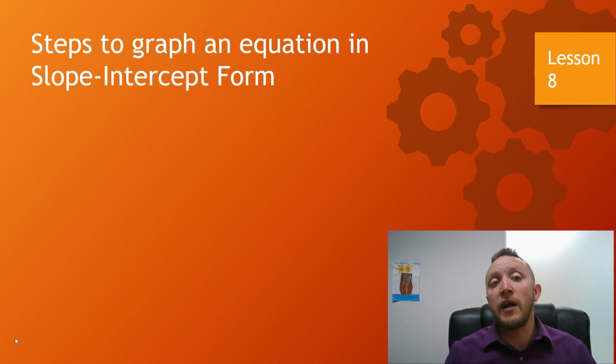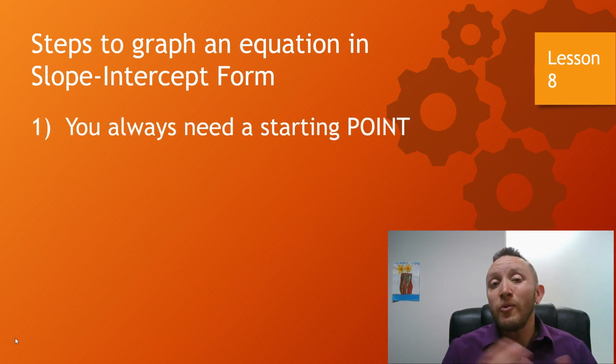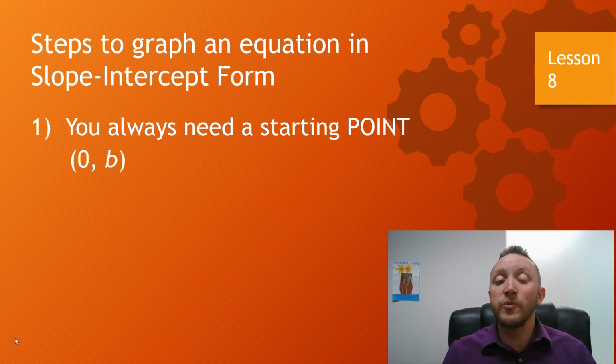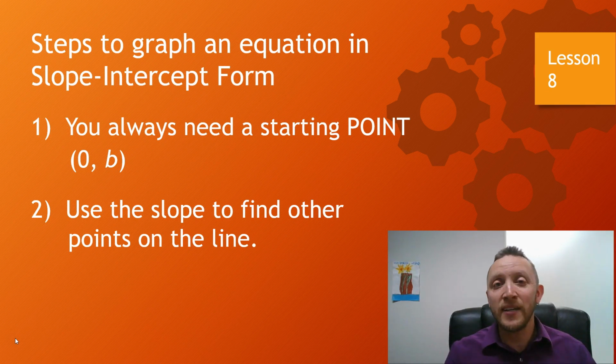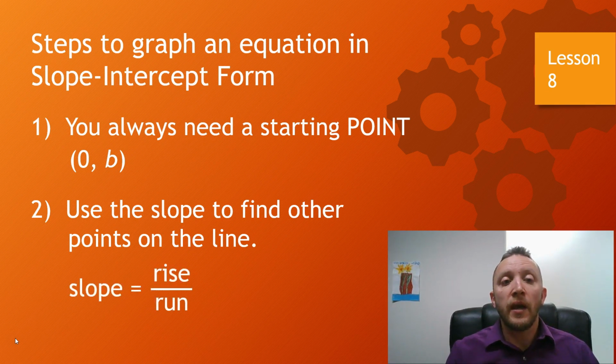Now there are some steps that we're going to follow to graph an equation when it's given to us in slope-intercept form. The first step is you always need a starting point, which makes sense. And so we're going to use the y-intercept, that coordinate where x is 0 and y is some number, as our starting point. And then we're going to use the slope to find other points on a line. Now we are graphing a straight line, and so technically we only need 2 points to make a line, but when you're graphing it, you want to make sure that your line is accurate. So it's really important to make more than just 2 points. I'll show you how to do that in just a minute. And remember, the way that we're going to use that slope is it's the rise over the run.